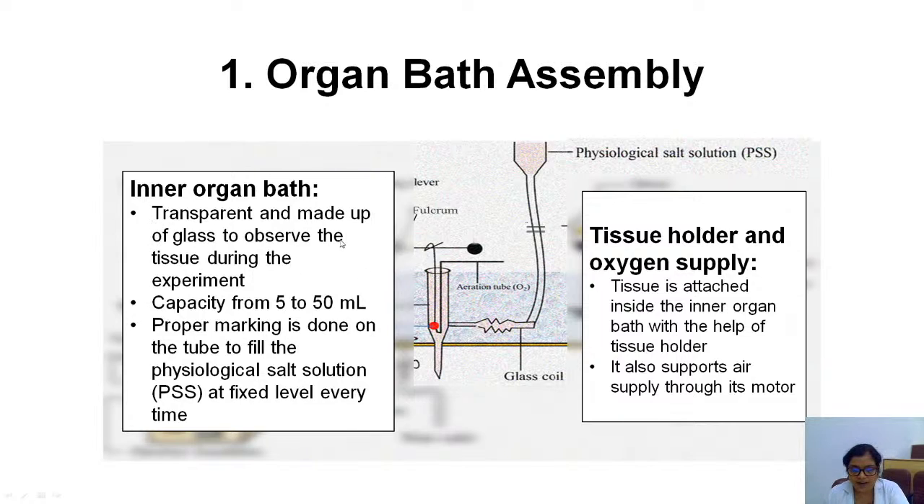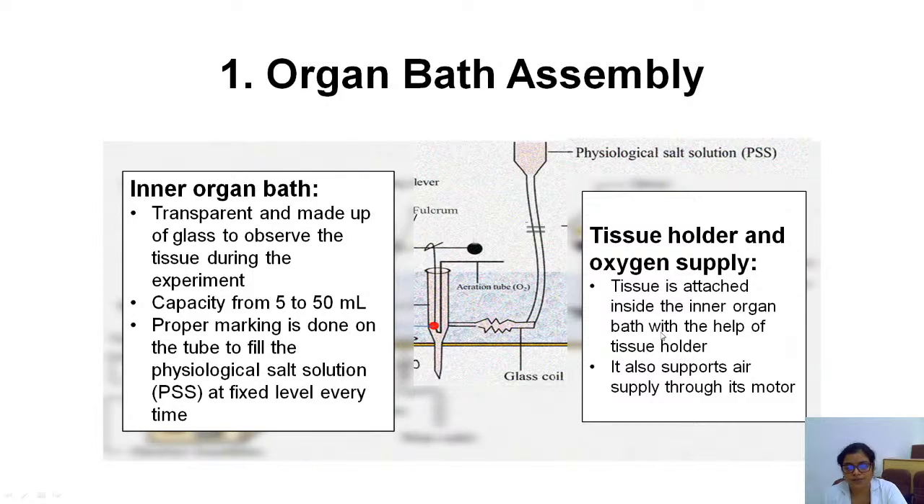And here the tissue is tied. So it is made up of glass to observe the tissue during the experiment, and it generally has a capacity of 5 to 50 ml. Okay, and here what you have to do is fill the physiological salt solution, and do a marking at some level, so that whenever you change the physiological salt solution, you fill it back to the same level, so that there is no major change in the repeated observations. Generally we do the marking somewhere over here.